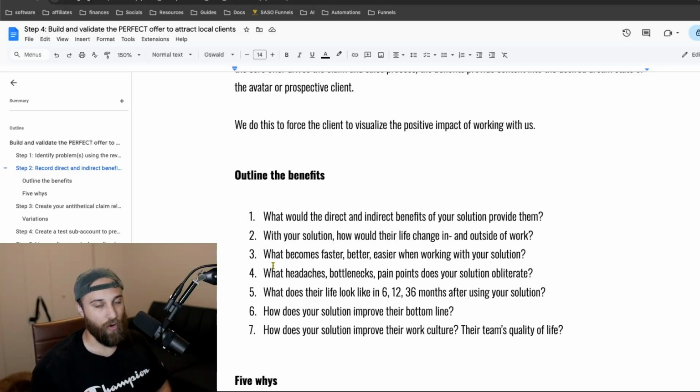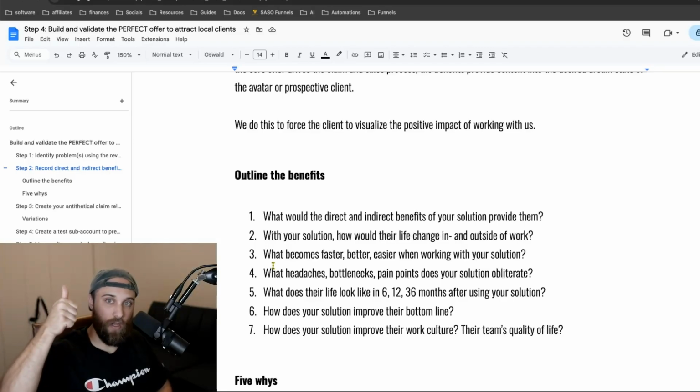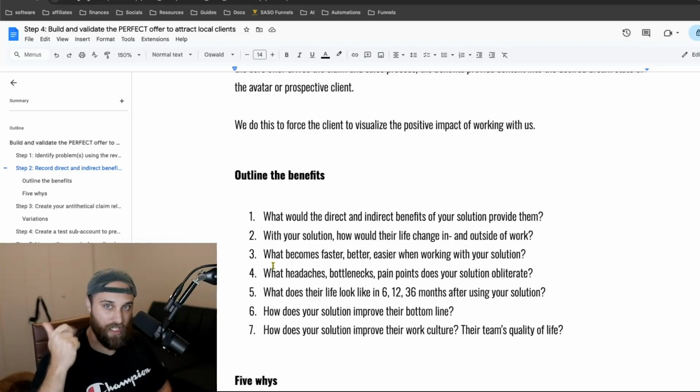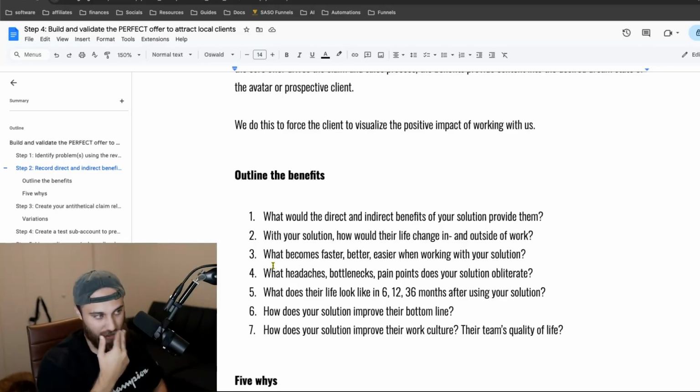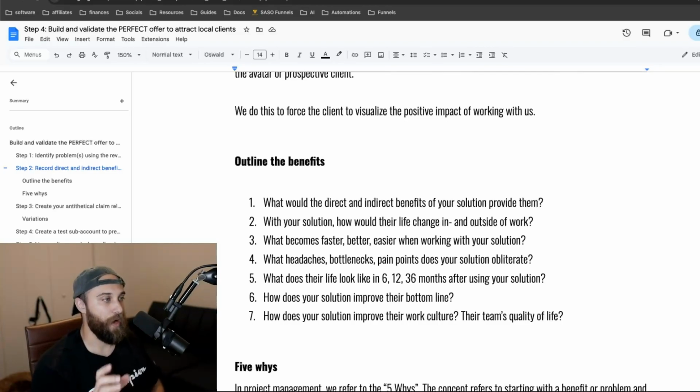But the end goal is impacting the bottom line so they can achieve the golden standard, right? They want to automate their business, expand their business, or they want to exit their business. That's the golden standard for these business owners, right? So how do we outline the benefits?